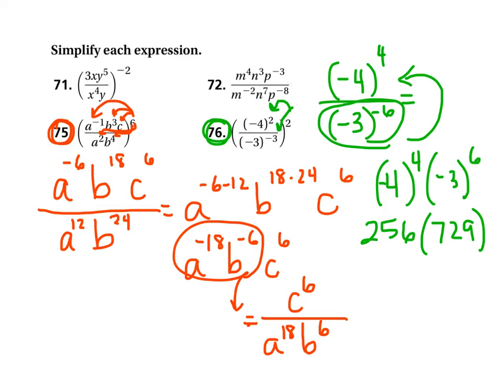So 256 times 729 is 186,000. Would help if I had the pen tool. 186,624. Phew! Not too stressful.